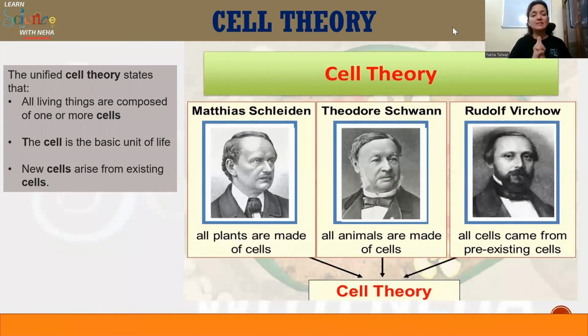So this was called the cell theory, which said all living things are made up of cells. Number 1, it can be one cell in a unicellular organism. It can be more cells in multicellular. Second point was the cell is a basic unit of life and new cells come from pre-existing cells. That is the cell theory, and you will mention the names of these scientists here.